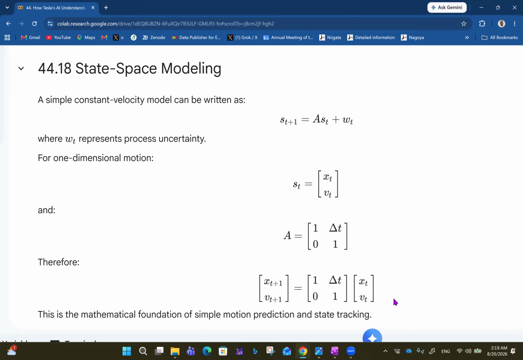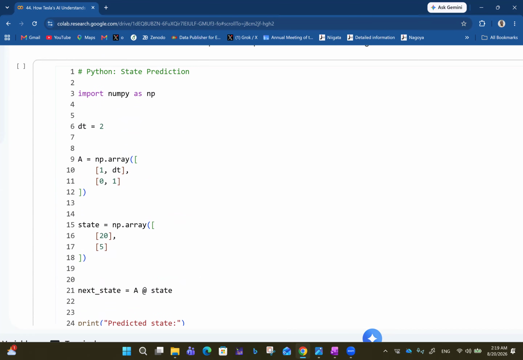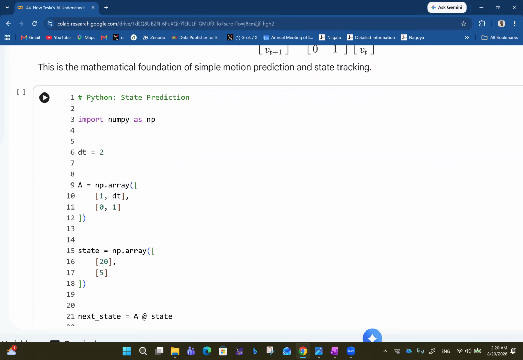So this is for the state space model at any point in time. So we have state prediction now. You have an array like this, and let's say the change in time is 2 seconds. So maybe every 2 seconds you have this going, and the current state is 25. That's talking about the state and the velocity.